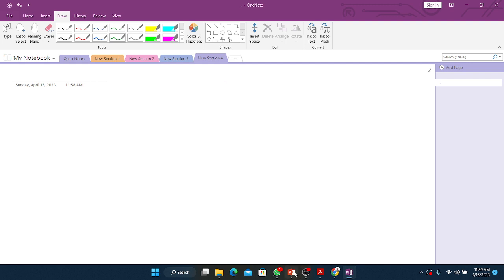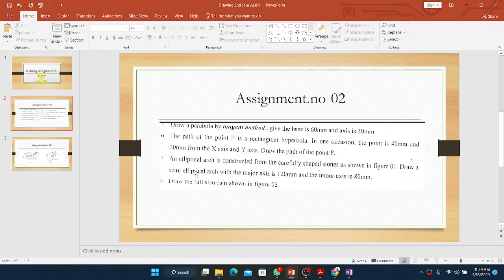Our seventh question says, an elliptical arch is constructed from carefully shaped stones as shown in figure 1. Draw a semi-elliptical arch with the major axis 120 mm and the minor axis 80 mm. Here they are giving the major axis and minor axis to us. So major axis is 120 mm, minor axis is 80 mm for our elliptical arch. You can see figure 1 here.